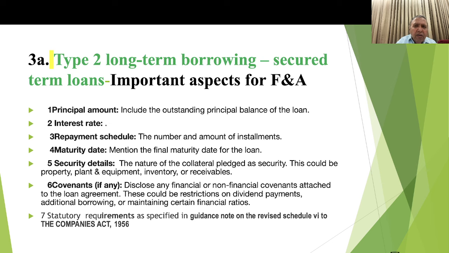Type 2, long-term borrowings related, for example, secured term loans. Important aspects for the F&A are: number 1, principal amount, interest rate, repayment schedules, maturity dates, security details, covenants, disclosing any financial or non-financial covenants attached to the loan agreement, and statutory requirements in the guidance note in the revised schedule 6 to the Companies Act. Now, if any inaccuracies are there in these can lead to incorrect financial reporting.